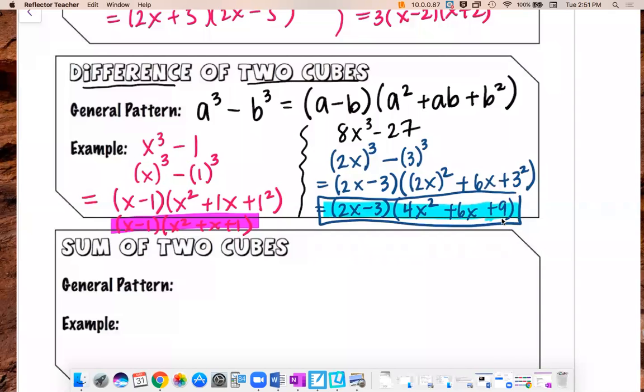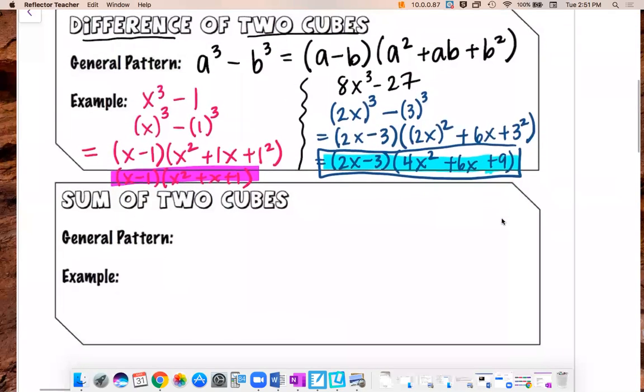Okay, so then the next one is really, really similar. It's the sum of two cubes. So now we're adding the two cubes instead of subtracting them. So the pattern is going to be different. The only thing that's different is that your signs are going to switch. So for the sum of two cubes, you have a cubed plus b cubed. Same thing, it's just instead of subtracting right here, we're adding. So then the factor is a plus b. If you've noticed, if this is a minus, your first parenthesis should also be a minus. If this is a plus, the first parenthesis should be a plus.